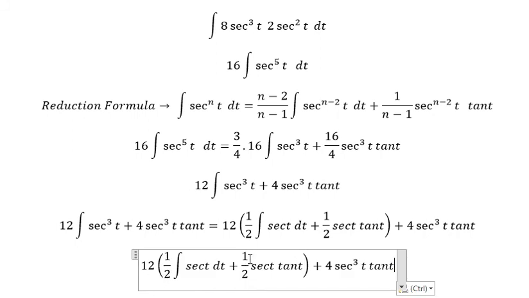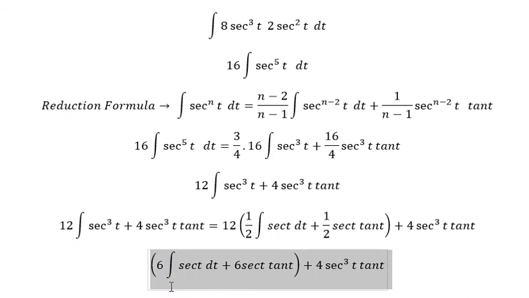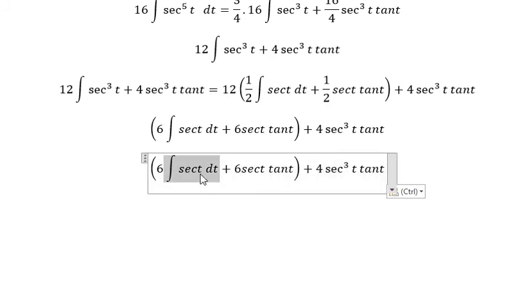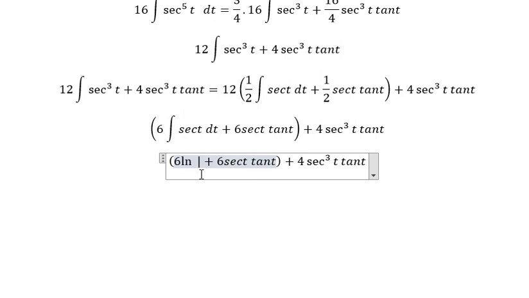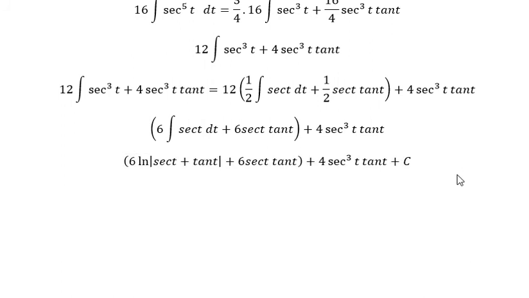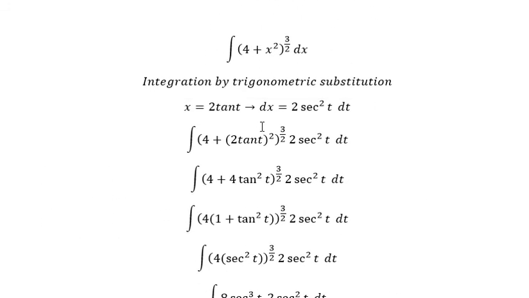Multiply with 1 over 2, 1 over 2, you get number 6. This one, we get ln of the absolute value of secant of t plus tan t. And we put c in here. So we divide both sides with number 2.